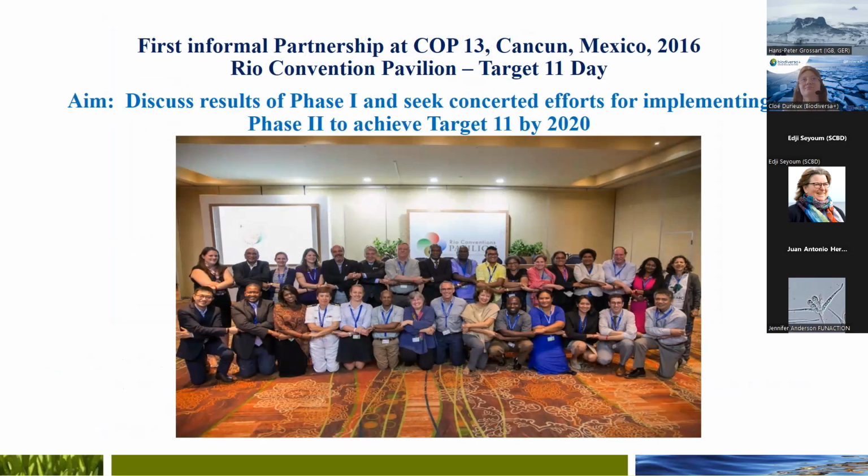The first effort for a partnership at COP was done at COP to seek concerted efforts for implementing phase two to achieve Target 11. It was highly promoted, a number of flyers were distributed at that COP, and there was a whole-day discussion at the Rio Convention Pavilion. Next slide, please.